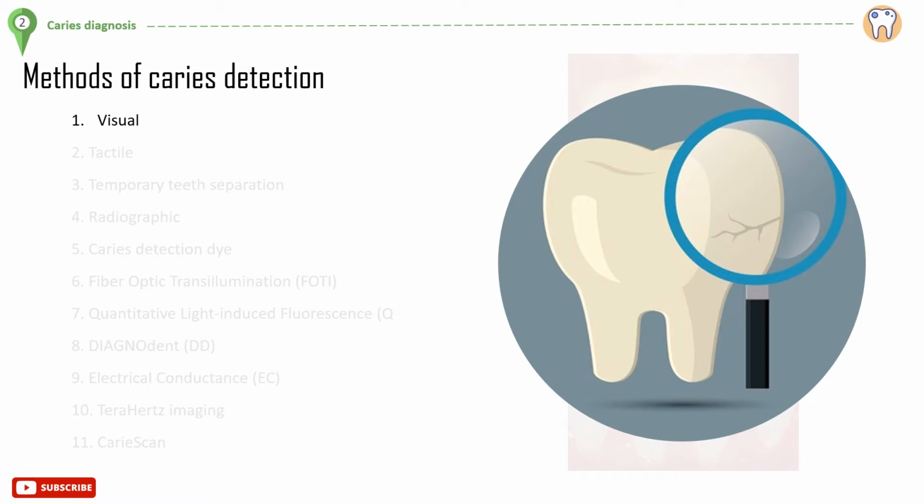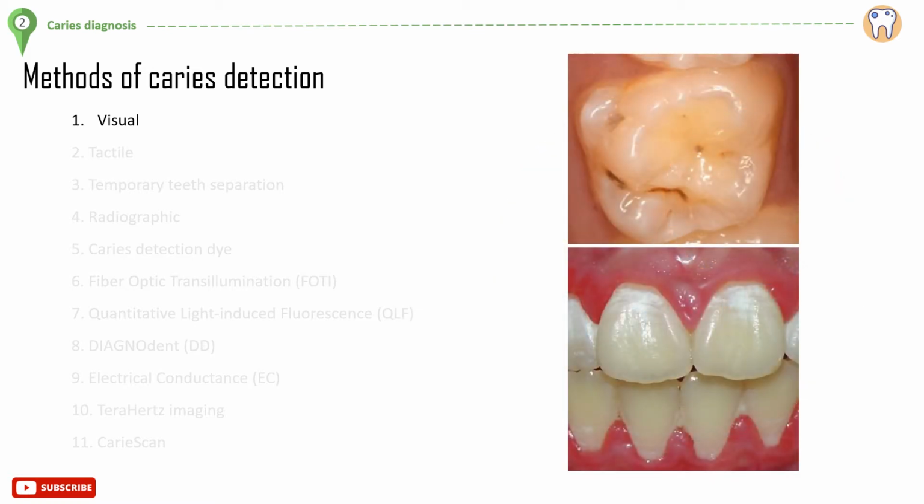Starting with method number 1, the visual method. If the tooth is decayed, you can notice change in the appearance or color. It starts as a white lesion or a white spot that then stains and becomes brown or black. Magnification between ×2 and ×6 loops is better.